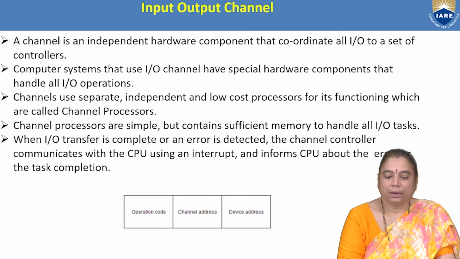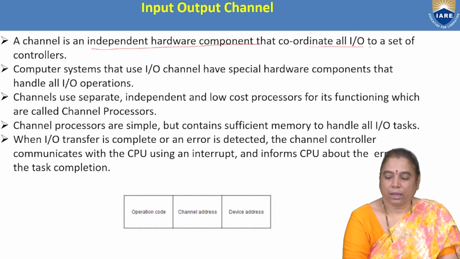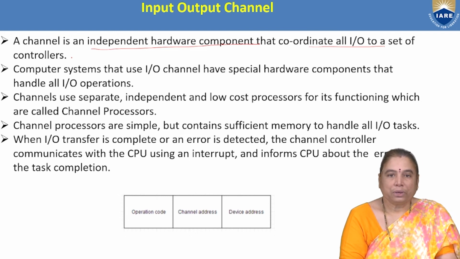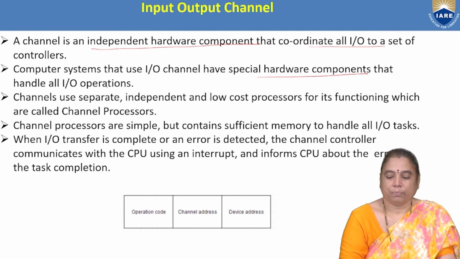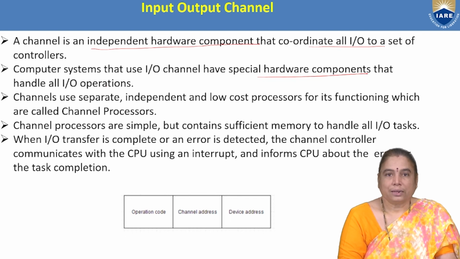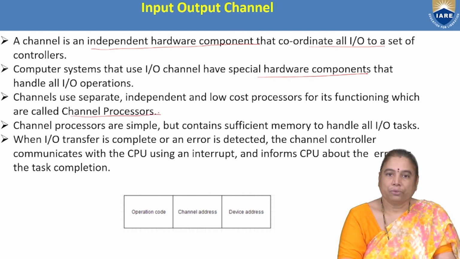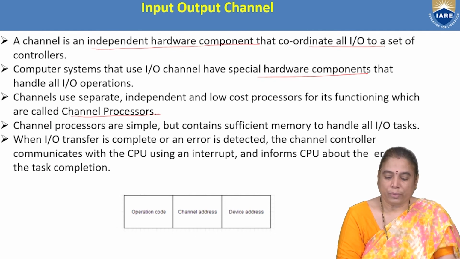So here a channel is required. A channel is an independent hardware component that coordinates all I/O to a set of controllers. Computer systems that use I/O channels have special hardware components that handle all I/O operations. Channels are separate, independent and low-cost processors for their functioning, which are called channel processors. To coordinate all these I/O devices, these channels have to be used.